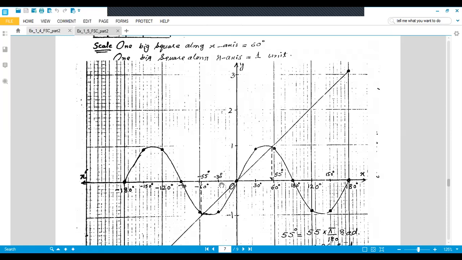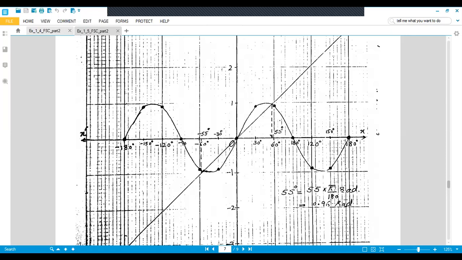And when you draw a line passing through the origin, starting at 180 and ending at minus 180, and you join this line with the x-axis, this is the solution set. The solution set is 55 degrees. At 55 degrees, you get the solution set.